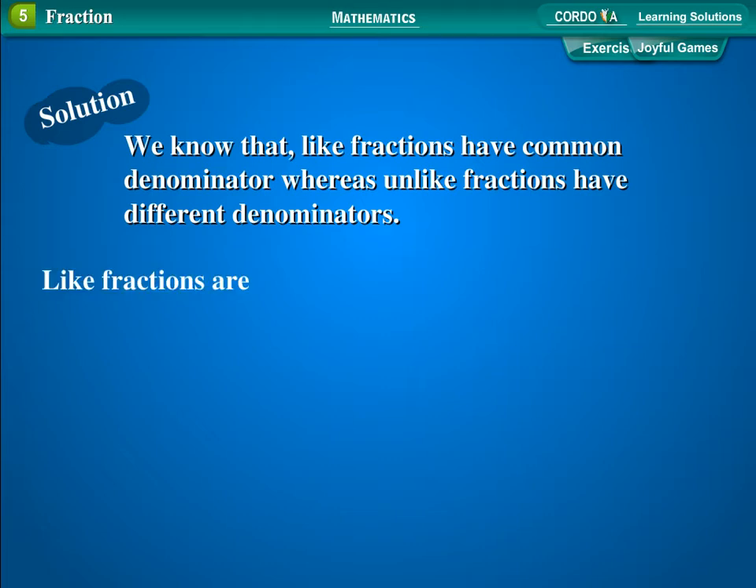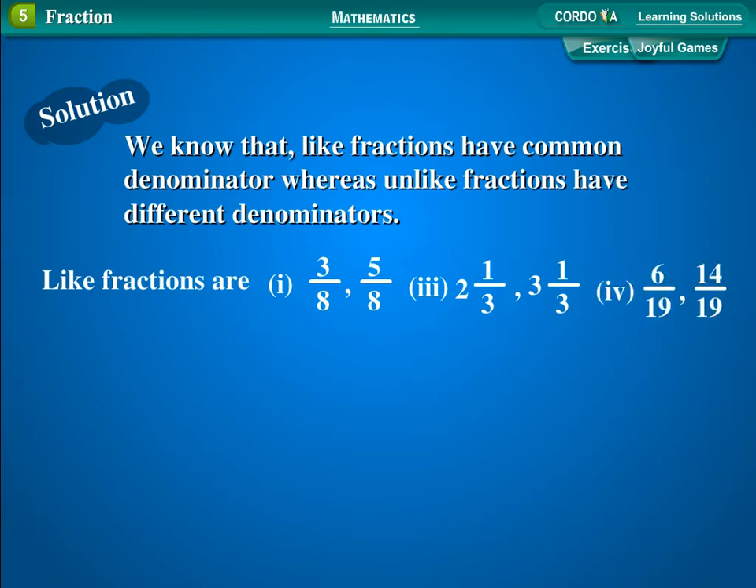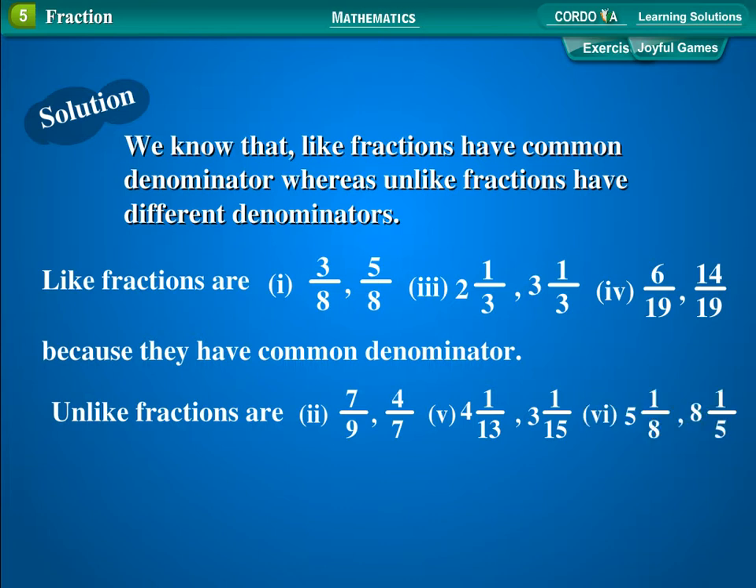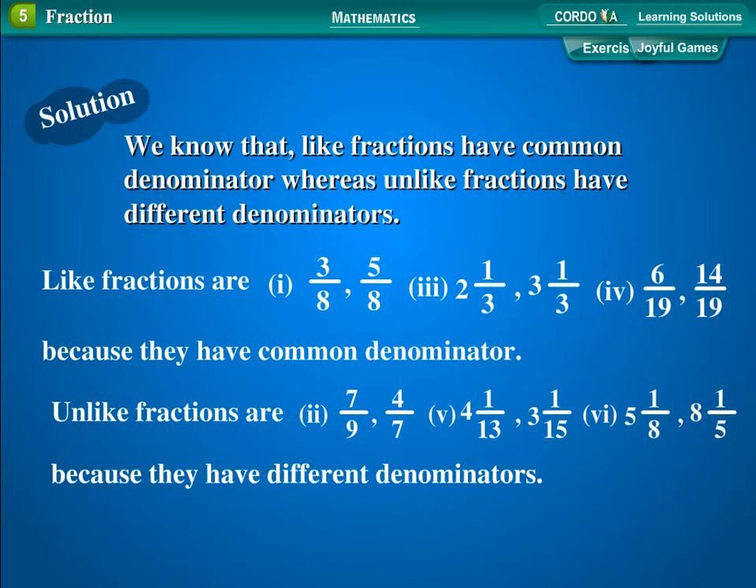Like fractions are 3/8, 5/8, 2 and 1/3, 3 and 1/3, 6/19, 4/19, because they have a common denominator. Unlike fractions are 7/9, 4/7, 4 and 1/13, 3 and 1/15, and 5 and 1/8, 8 and 1/5, because they have different denominators.